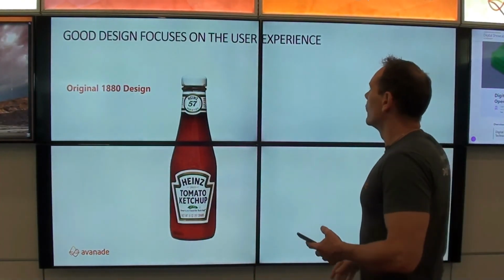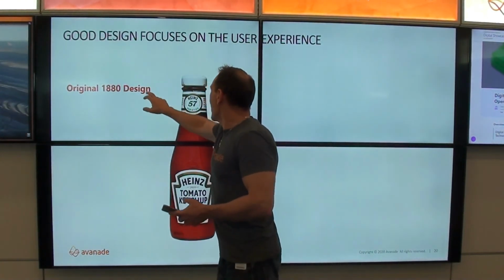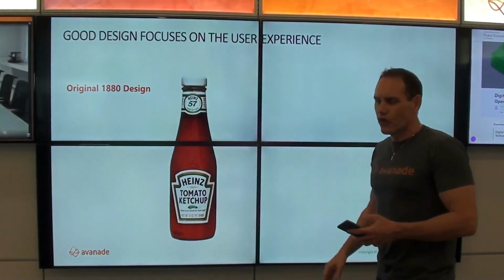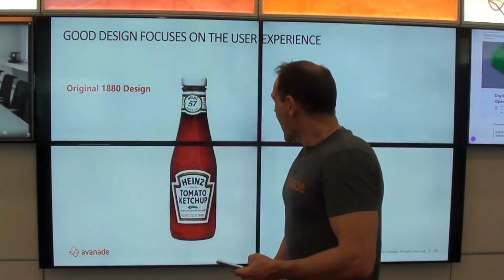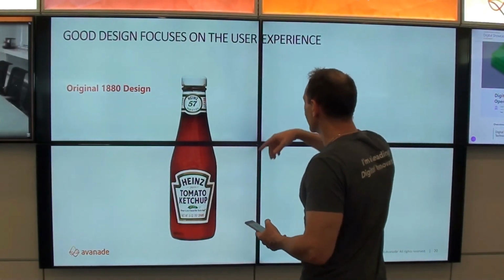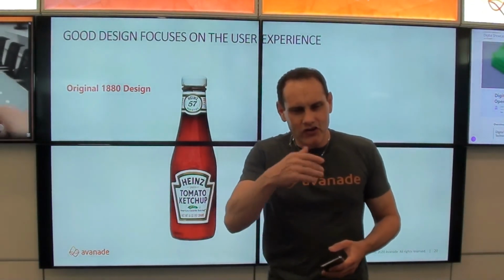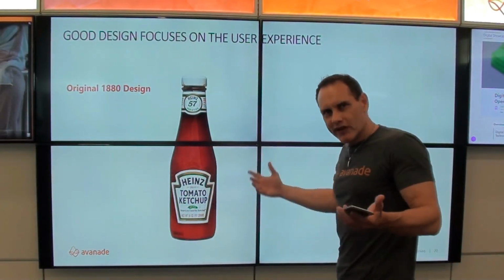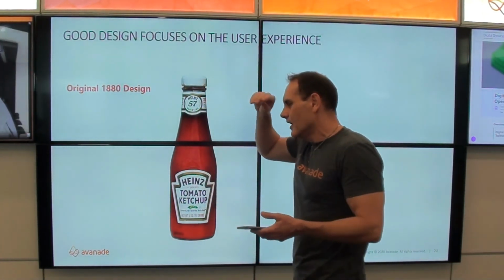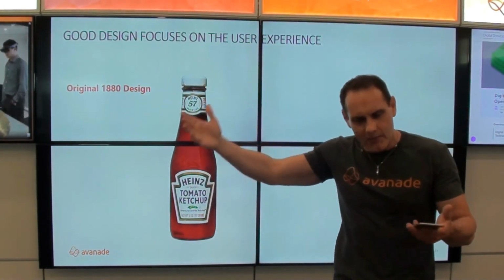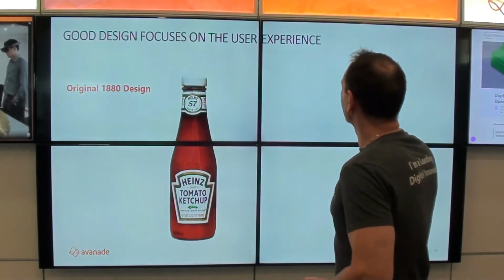Heinz ketchup, originally designed in 1880, was virtually unchanged for close to 100 years. After that 100 years, the product engineers at Heinz said, maybe we should ask our users what they think about this design. We have new production methods now. We have lots of different possibilities. Plastic bottles have come around, all of this good stuff. So let's see what they think.